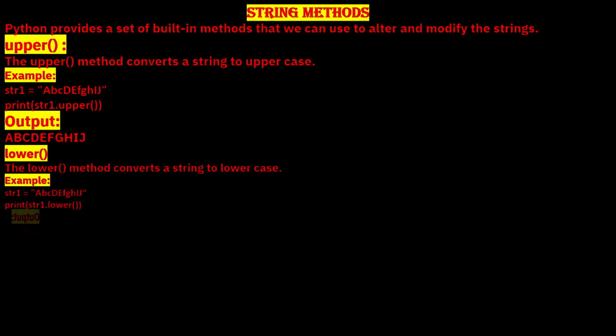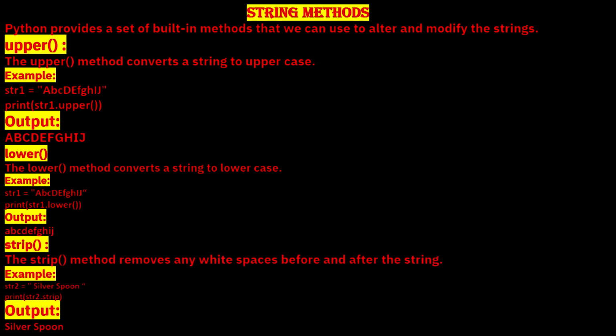Lower. The lower method converts a string to lowercase. Example. str1 is equal to ABCDEFGH. Print str1.lower. Output. abcdefgh. Strip. The strip method removes any white spaces before and after the string. Example. str2 is equal to silver spoon. Print str2.strip. Output. Silver spoon.